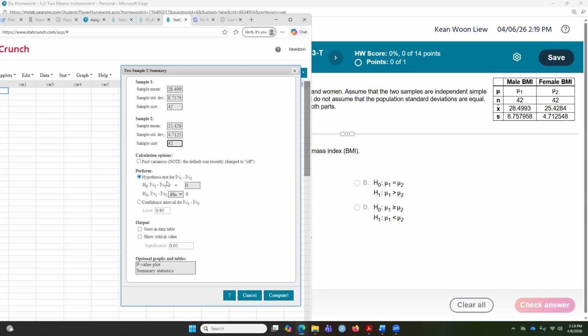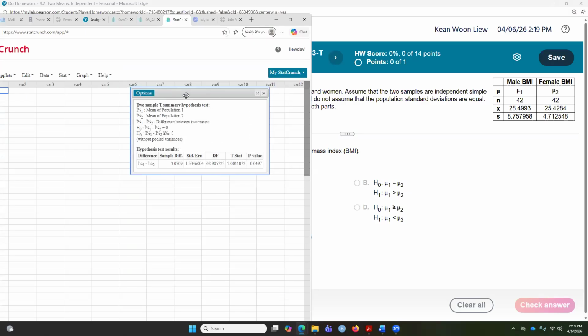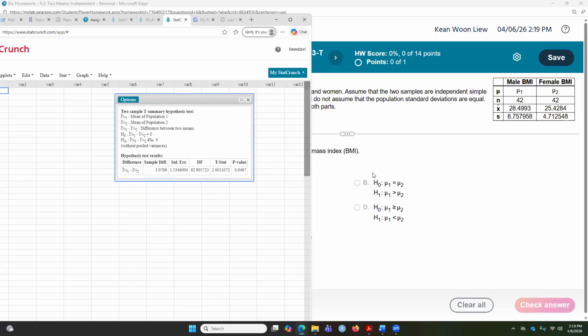And then now you go on to performing, and I know it's a bit whack here. So make sure you use equal and not equal to. I don't know what happens to it today. Make sure the hypothesized difference is 0 here. And when you hit compute, this is your test statistic in this case, which will be 2.001.